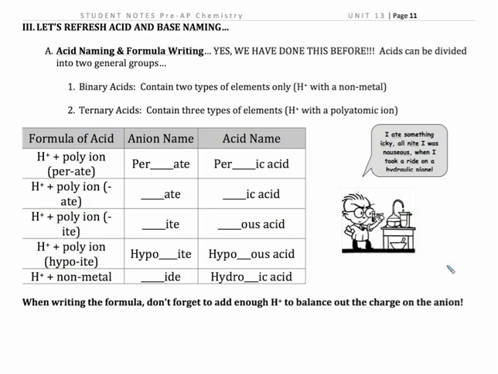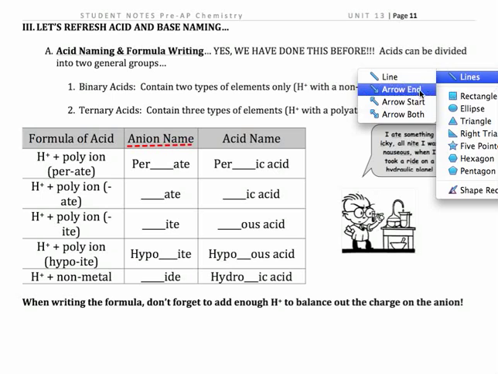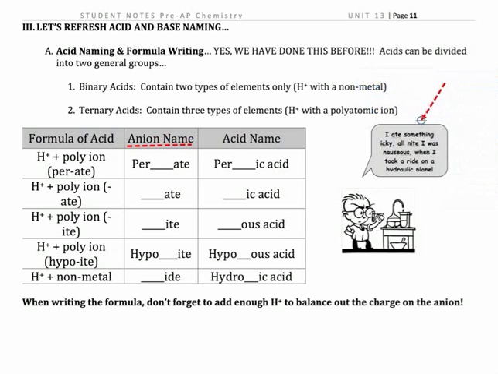Now, I'm not going to belabor this point too much, I'll do a couple of examples. This is something you're supposed to know already, but let's refresh your memory on acid and base naming. The key to naming and writing formulas, and most of the time you're going to have to go from formula to name, far more often than name to formula, is understanding your anions. So if you don't know your polyatomic ions, now would be a really, really good time to rememorize those. You've got to know those polyatomics.